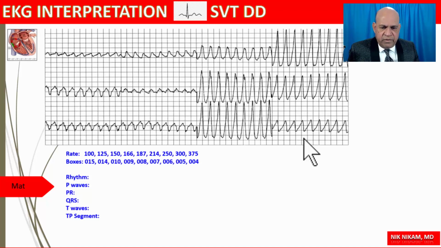The only way to identify this would be to slow the rate down and see if we can see any atrial activity, or look for any atrial activity in the existing rhythm. There are some notches here which makes you feel they may be representing a P wave. The next question is, are we seeing only one P wave, or is there a P wave buried in the QRS complexes?